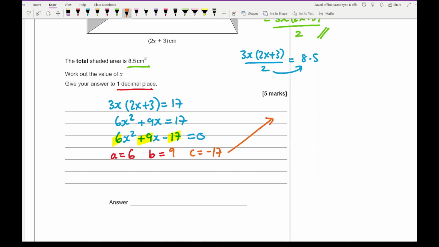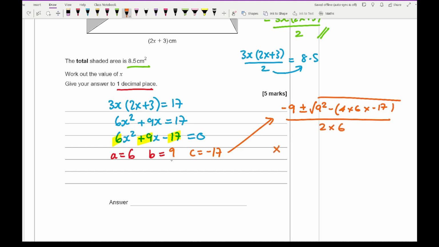Now again, some calculators have got the quadratic formula already programmed, but try and show that you have substituted these numbers into the quadratic formula. So it's going to be minus 9 plus or minus the square root of 9 squared minus, and I always like to put a bracket around the 4ac, so 4 times 6 times minus 17, not 77, so let me just make that a little bit neater, minus 17, and that's all square rooted, all divided by 2 times a, which is 6.